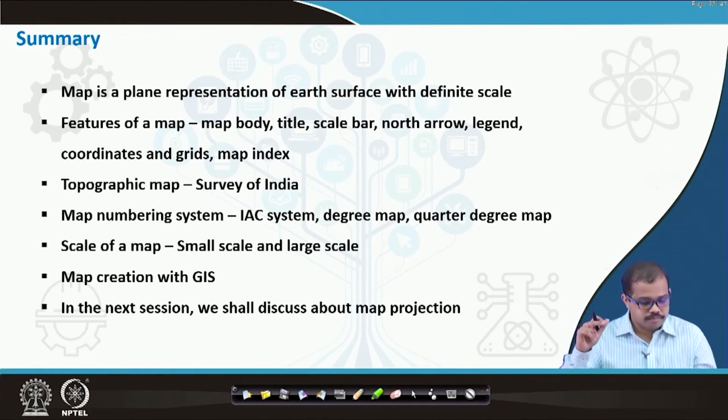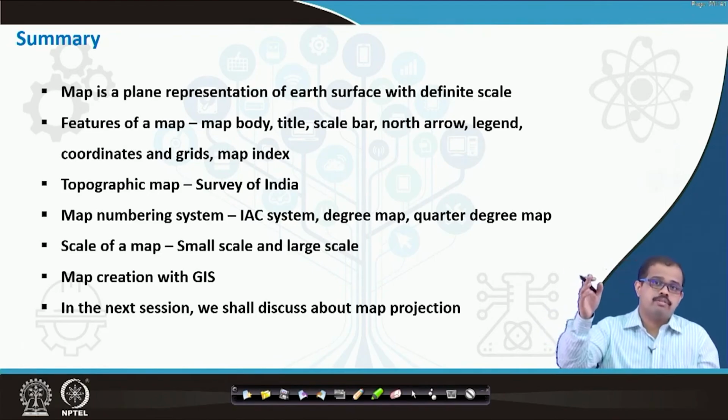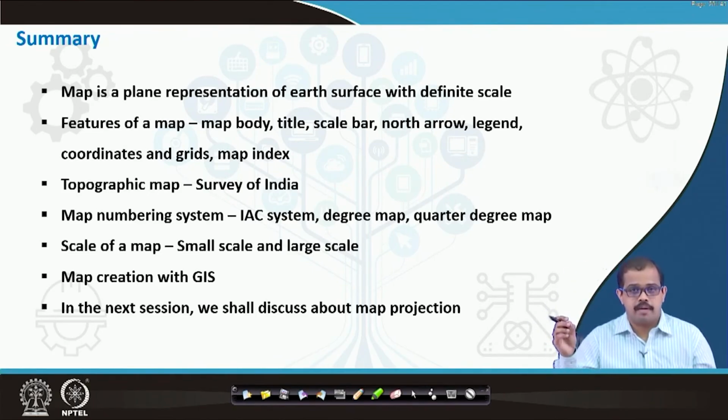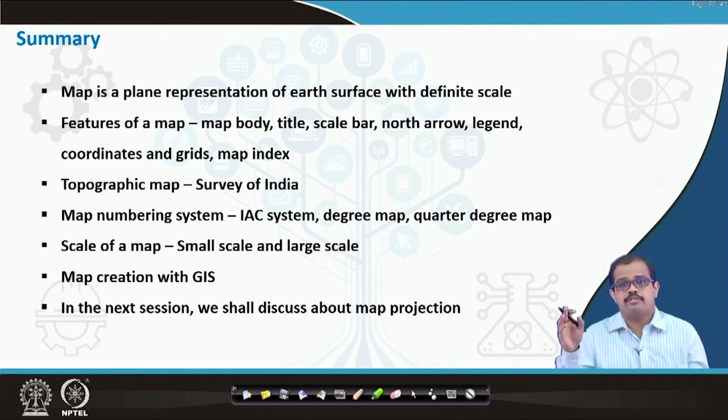So this is how you do map numbering. Then we looked at the scale of a map, a large scale map versus a small scale map. Please remember this: a small scale map gives you very little information, whereas a large scale map will give you very highly detailed information. A large scale map is 1:1000, 2000, 10,000, 15,000, when compared to 1:1 million, which is a small scale map. Okay, so please remember this. Then we looked at how we create a map in GIS, but you should look at what the context is in terms of developing a map. So this is what is meant by the entire mapping system.